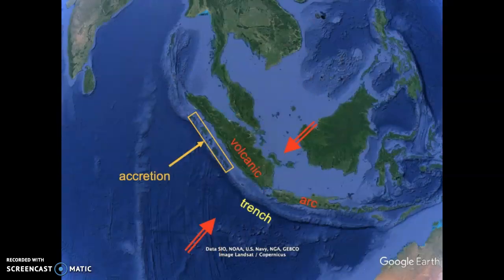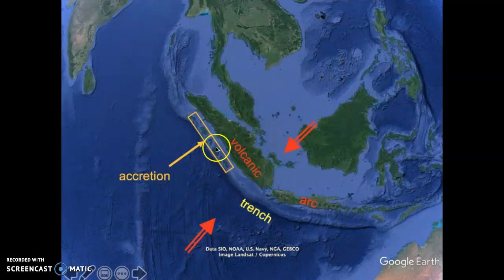The next map we look at is Indonesia. This is our trench right here. This particular trench, when it popped a few years ago, created a very large tsunami that devastated an area around the Indian Ocean. This is India and Sri Lanka over here. And it's these subduction zones that generate some of our biggest tsunamis.